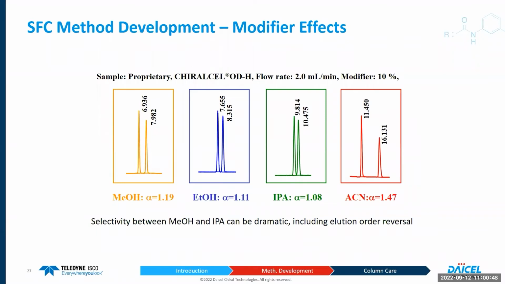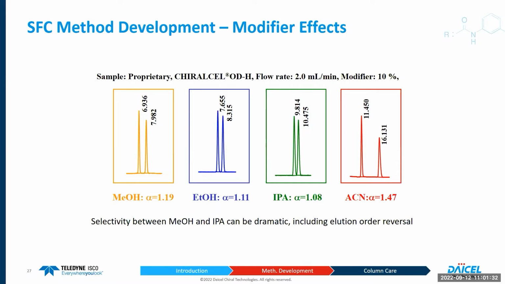Now, as I showed in that model where the chiral selector and the analytes were solvated, the modifier effects under SFC conditions are the same as they would be under LC conditions, whereby if you change the modifier, it's not unexpected to see some dramatic changes, including reversal of elution order. This is a separation of a proprietary compound on ODH, going from methanol to acetonitrile. Obviously, there is a change in the selectivity as a result of changing the mobile phase, but again, it's not uncommon, I should say, to see a potential reversal of elution order, which is not always apparent.